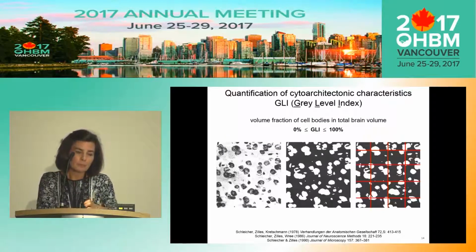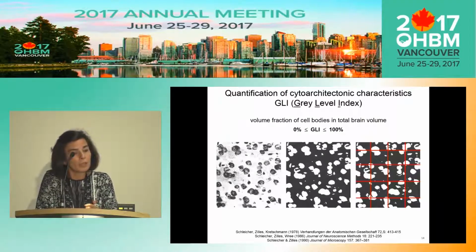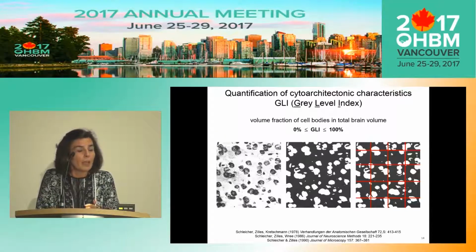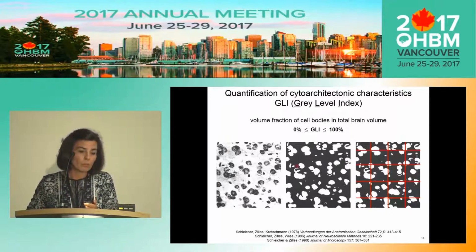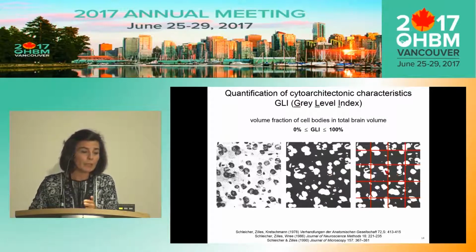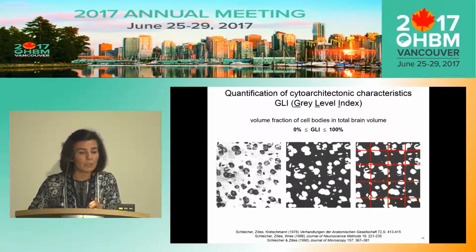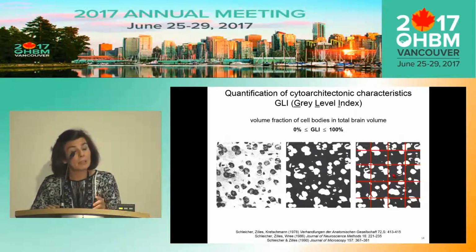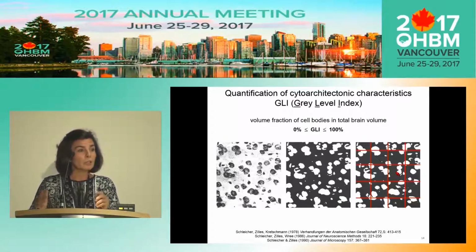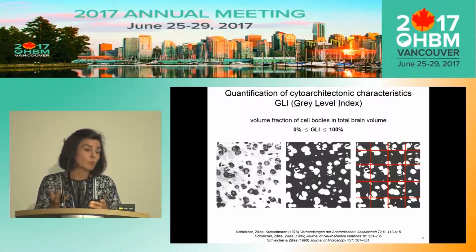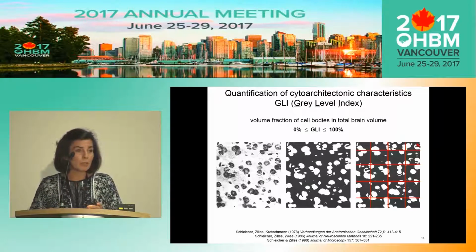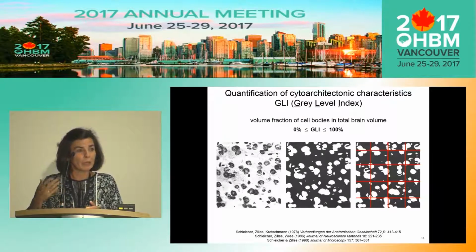And this can be quantified by the gray level index, in which histological sections are scanned, and you set a threshold with which you can separate the cell bodies from the neuropil. So you create a binary image, and if you set a grid over this binary image and then calculate the volume fraction of cell bodies compared to total brain volume within this sector of the grid, you get the gray level index value for that position in the grid. And this gray level index value can vary from 0%, so you've got no cell body at that position, to 100%, which would be that this part of the cortex is completely occupied by cell bodies.